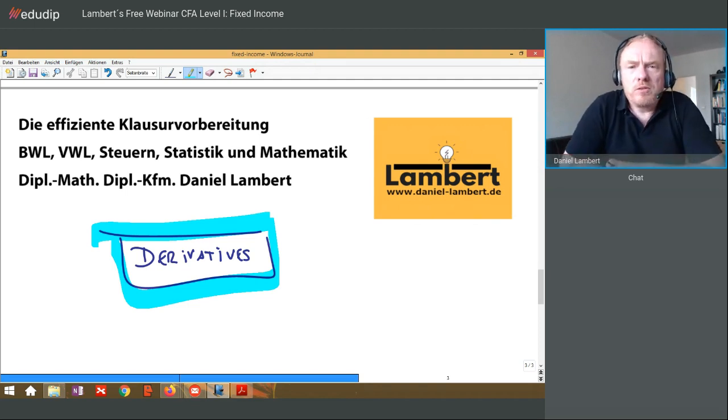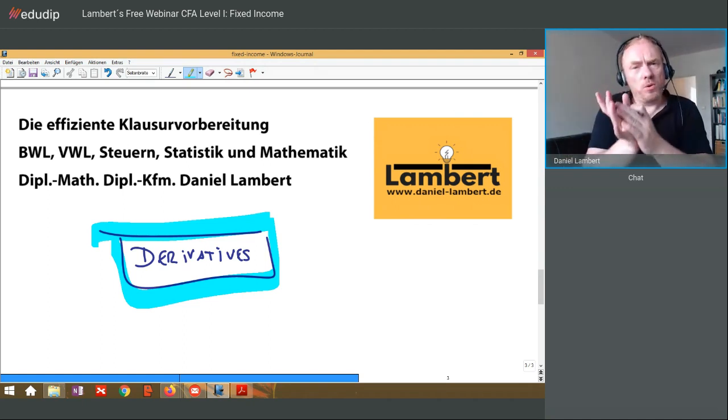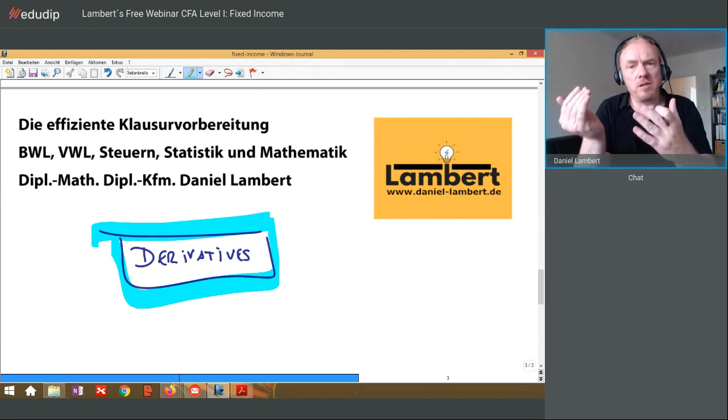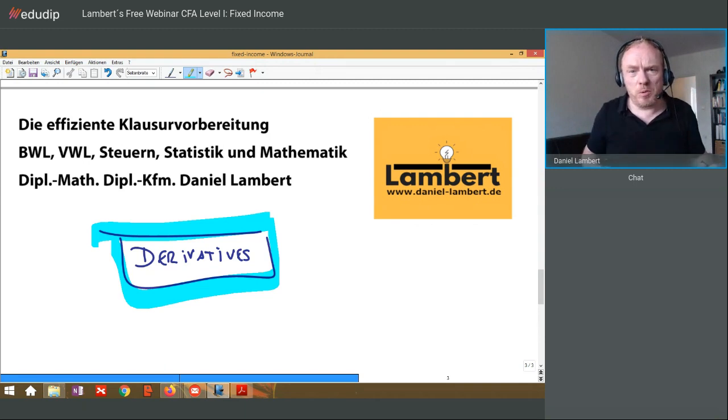Now, we're talking about two different types of options. An option gives us the right, not the obligation, but the right to do something. And there are call options and there are put options. With call options, you have the right, not the obligation, to buy a certain underlying in the future at a price agreed upon now. That's very important. The price is agreed on now.